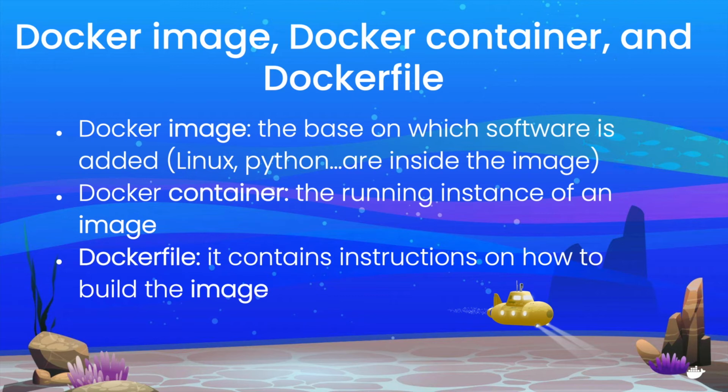So a Docker image is the base on which software is added. You can think of it like a virtual machine that comes with Linux installed inside it. And on top of that Linux machine, you can put Python libraries, your own code, etc. Once you create the Docker image, and a Docker image is built in the build phase, this is how it's called, you can run it.